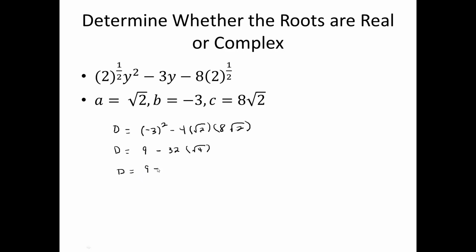Now we know that 4 is a perfect square, so I can take the square root of 4 and change it to just a regular integer. The square root of 4 is 2. So now I have 32 times 2, so I get 64, or 9 minus 64. Then 9 minus 64 would give me, since the negative is on the larger number, negative 55. So since my discriminant is negative, my roots would be complex.